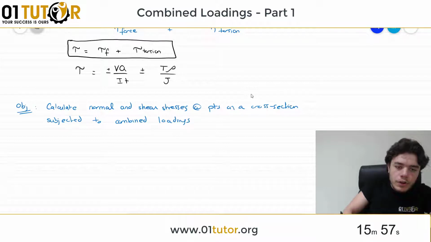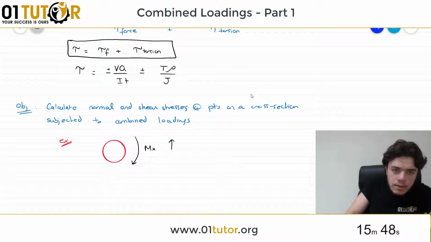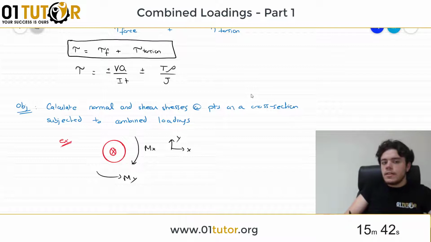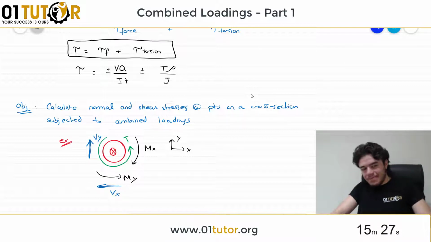For example, you might be having a section like this, subjected to a bending moment. Let's say this is y and this is x, Mx, My. You might have a force in here, you might have a shear in this direction, Vy, you might have a shear in the other direction, Vx. And you might have a torsion like this, T or Mz.